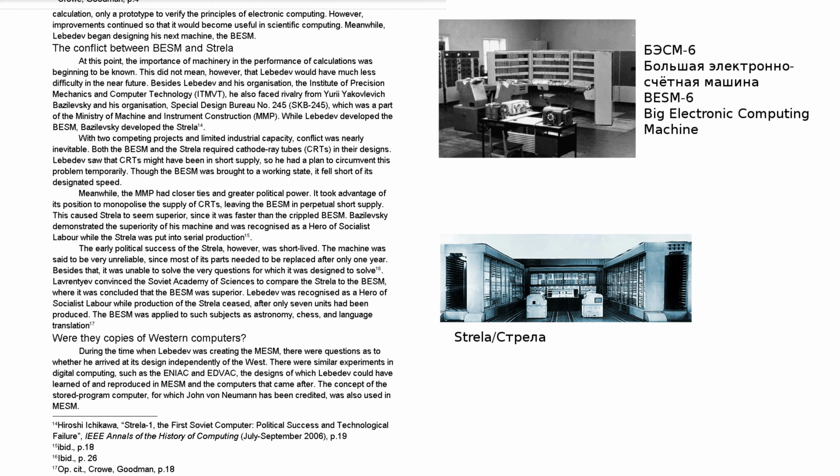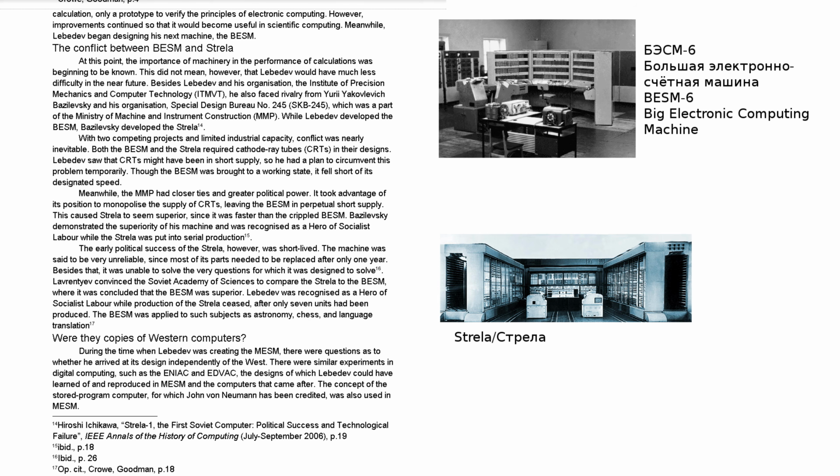The machine was said to be very unreliable, since most of its parts needed to be replaced after only 1 year. Besides that, it was unable to solve the very questions for which it was designed to solve. Lavrentiev convinced the Soviet Academy of Sciences to compare the Strela to the BESM, where it was concluded that the BESM was superior. Lebedev was recognized as a hero of socialist labor while production of the Strela ceased, after only 7 units had been produced. The BESM was applied to such subjects as astronomy, chess, and language translation.